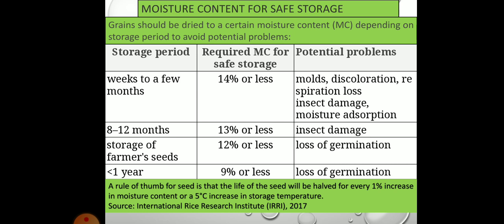So we have here the moisture content for safe storage of grains like rice and corn. The moisture content recommended is at least 14%, no? 14% or less. Okay, so with this 14% or less, after a few weeks or months of storage, you are going to observe discoloration, insect damage, and moisture absorption.